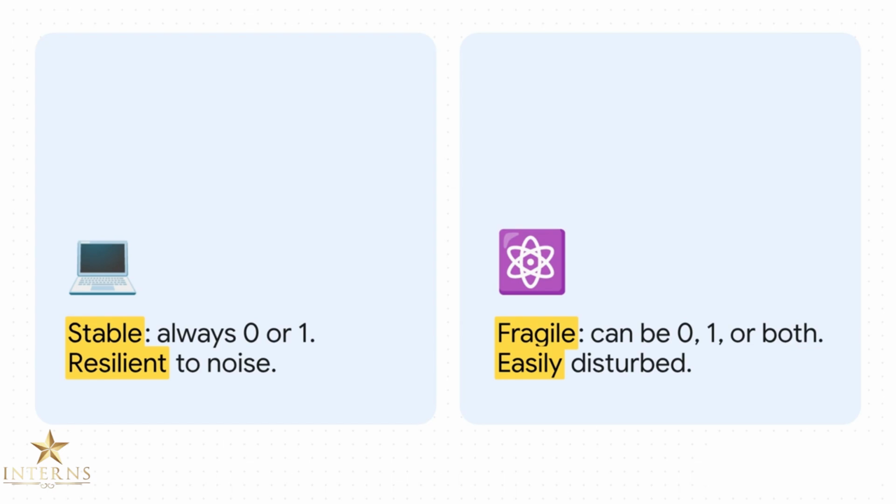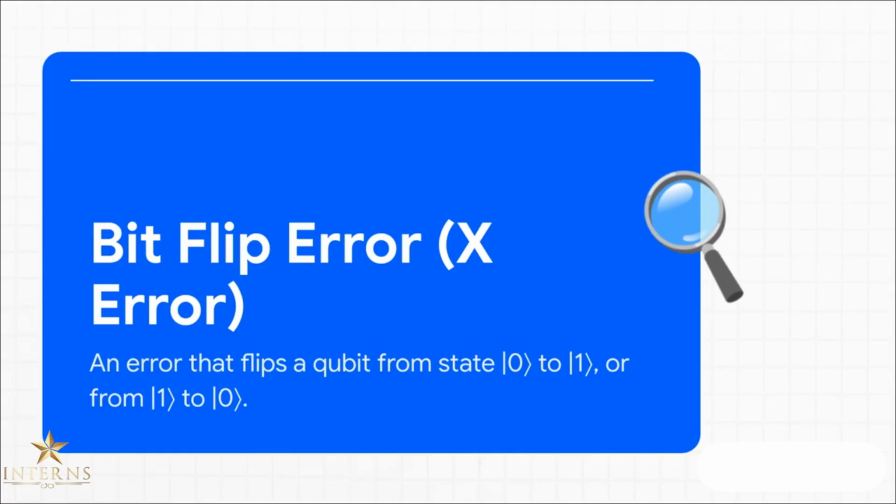It exists in this delicate state called superposition, meaning it can be a 0, a 1, or somehow both at the exact same time. Now that's its superpower for sure, but it's also its Achilles heel. Because the slightest vibration, the tiniest change in temperature can just knock it right out of that state and bam, you've got an error.